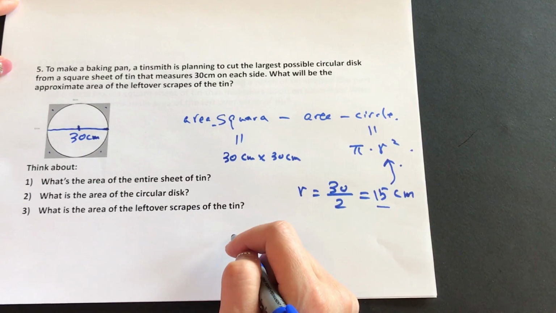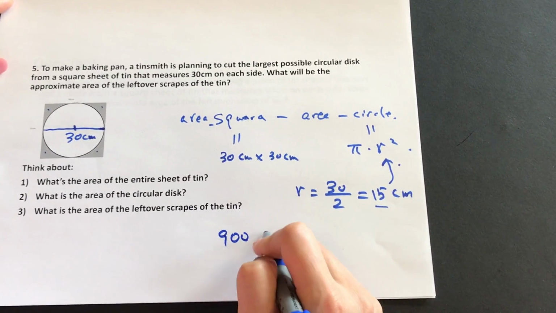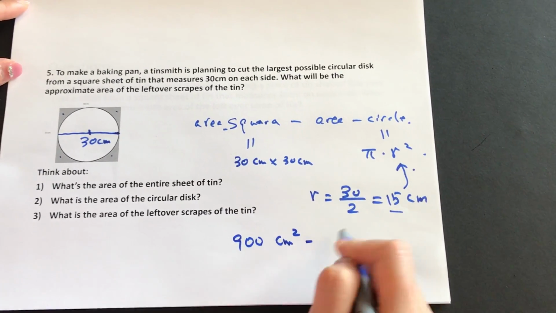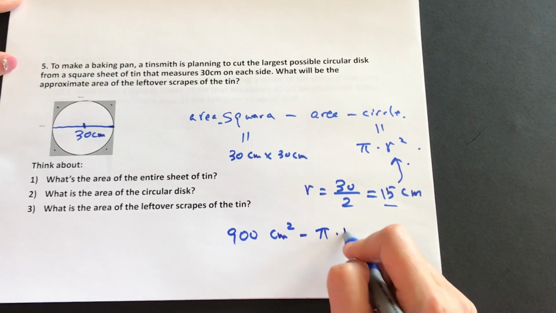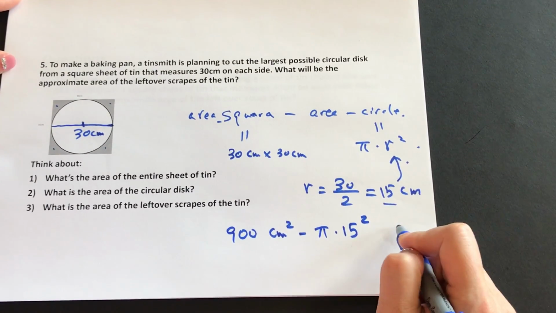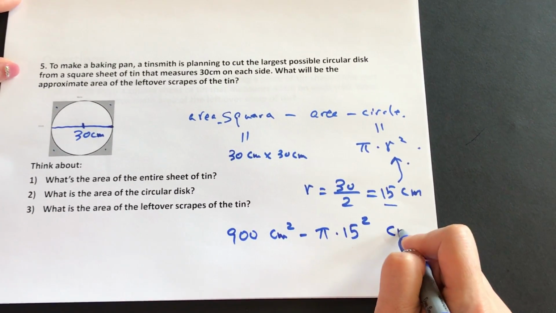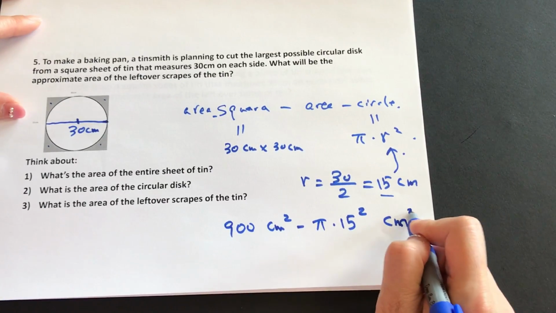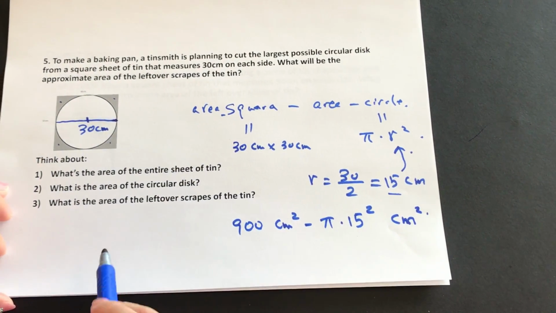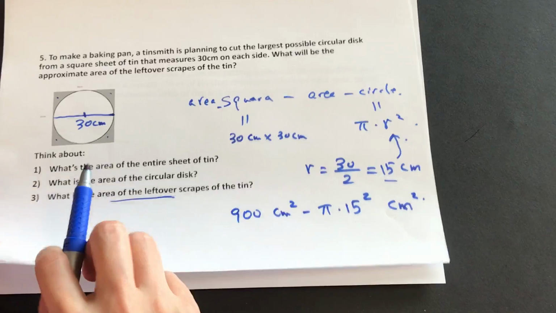So the total area difference is 900 square centimeters minus pi times 15 centimeters squared. So that's the area for the leftover.